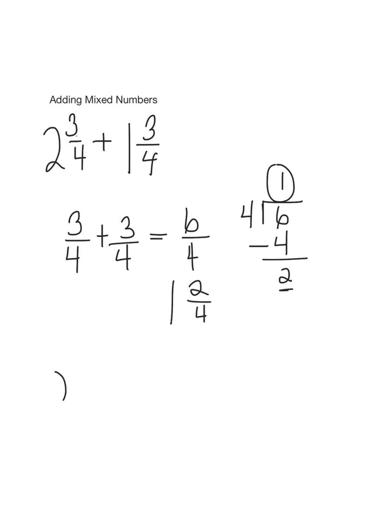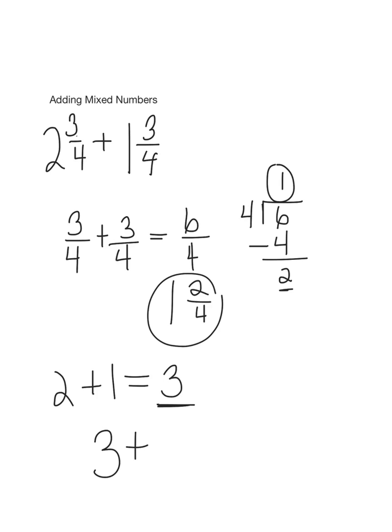Now I need to add my whole numbers, 2 plus 1, which gives me 3. And I will take my whole number that I came up with, which was 3, and I will take my 1 and 2/4, and I need to combine these now because that was my sum of the smaller fractions. I know that 3 plus 1 is 4, and 2/4. There are no other fractions to add to that. If I was going to simplify, we know that this would be equal to 4 and 1/2.